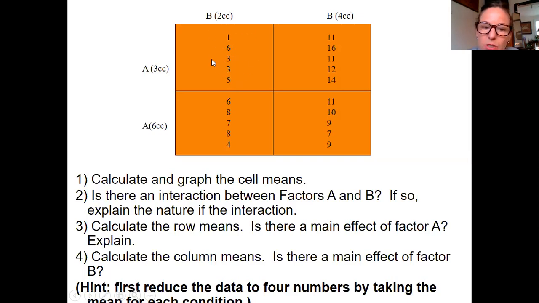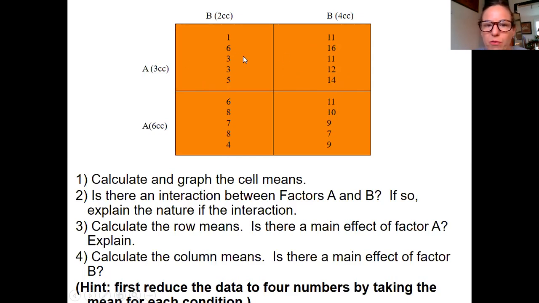First thing we're going to have to do is start by creating a mean for each group. So we need a mean here, a mean here, a mean here, and a mean here. So if you want to stop the video, calculate those means, you can certainly go ahead. Then once we see those means, we can look and see whether there's an interaction between factors A and B. So I want you to look at the separate means you're getting in each one of these and ask yourself, is there an interaction? Then I want you to calculate the row means in number 3 here.